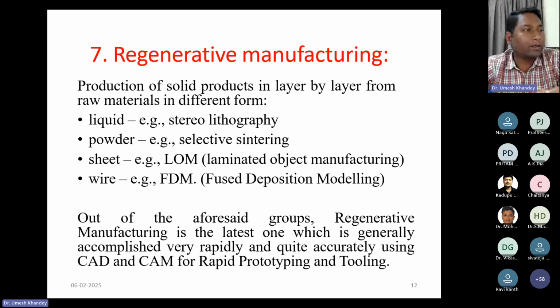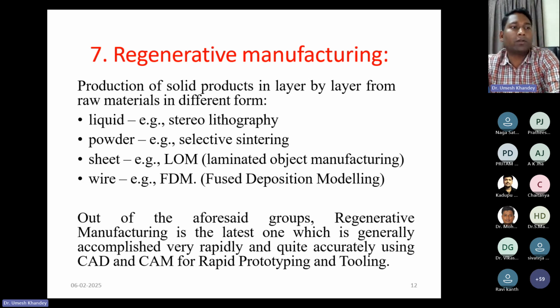Next, wire. If you are having the raw material in the form of wire, again the FDM process is available as a regenerative manufacturing technology, in which the wire form of raw material is fed layer by layer from bottom to top till you get the desired three-dimensional object at last. These are some examples of regenerative processes, showing how various forms of material are utilized for generating 3D objects or models.